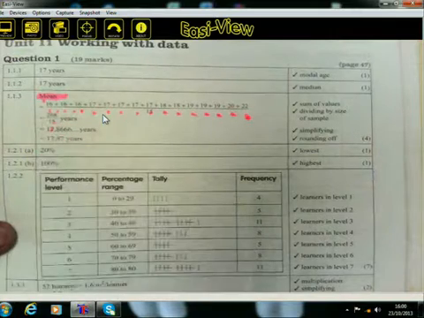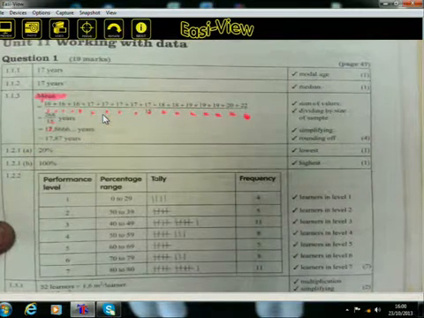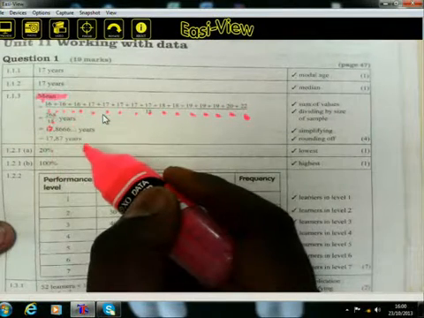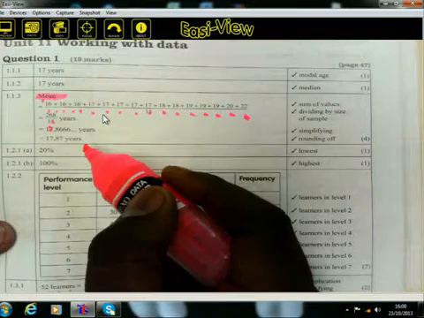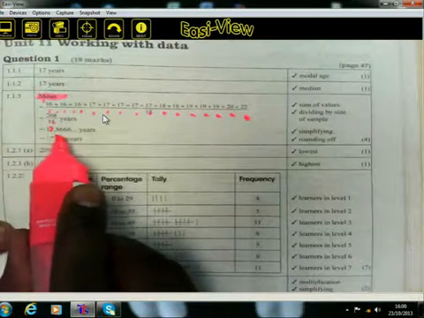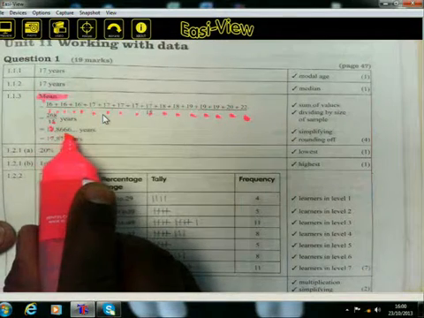What does this 15 stand for? Remember, what does that 15 stand for? The number of items. How many items are we having? We are having 15 items. Now it is 268 divided by 15. When you divide 268 by 15, you get 17,86666.